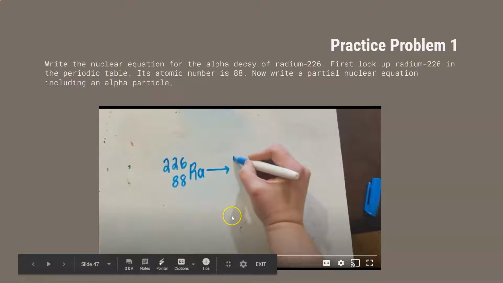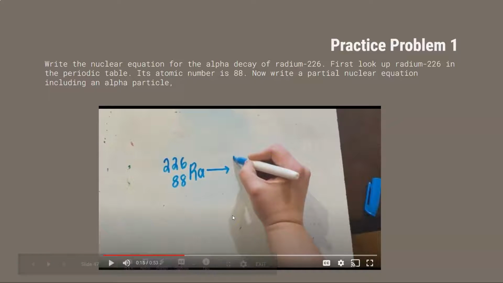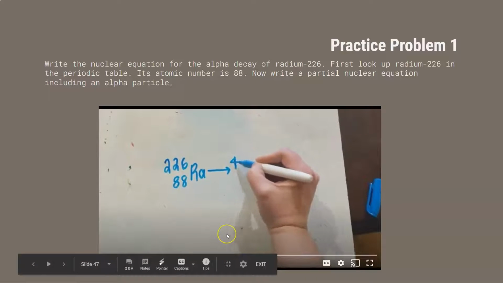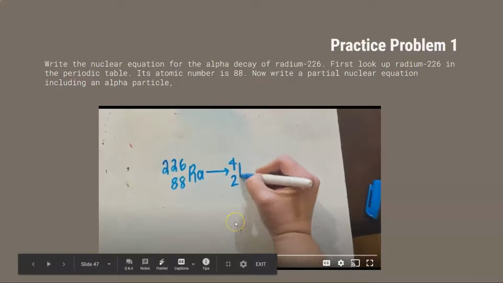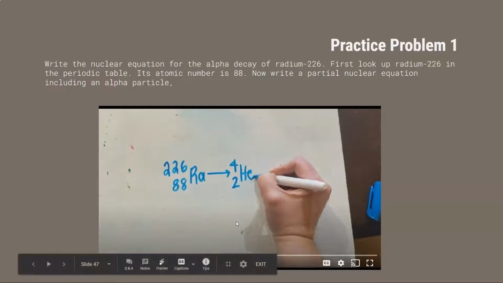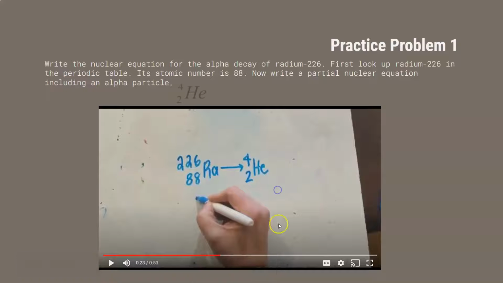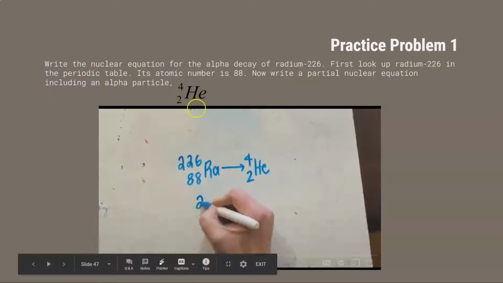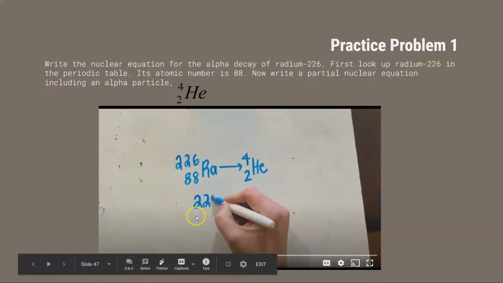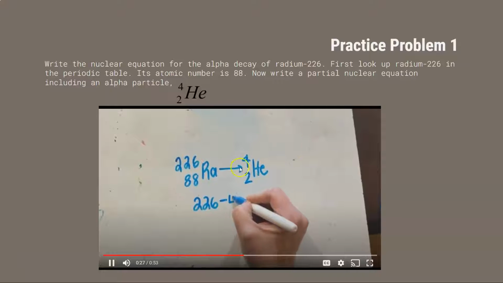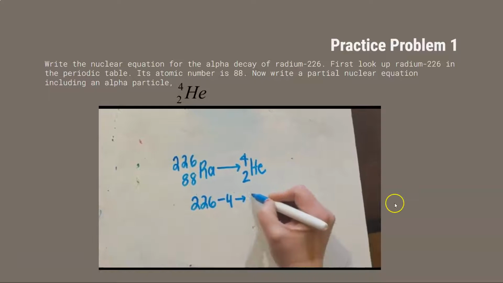Now, because we're doing alpha decay, alpha means helium. So I'm going to write 4 and 2, because 4 is the mass of helium and 2 is its atomic number. When you're doing this, you want to move from radium to the new element that we are going to create. How we do that is we use this mass of 226 and subtract the mass of helium.